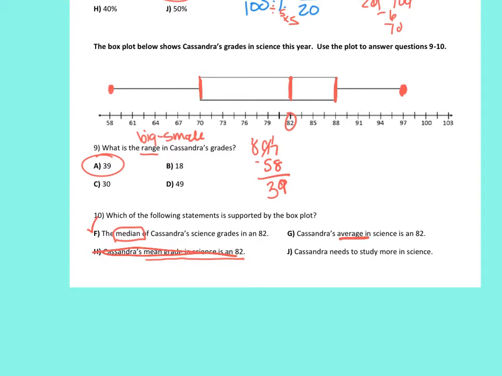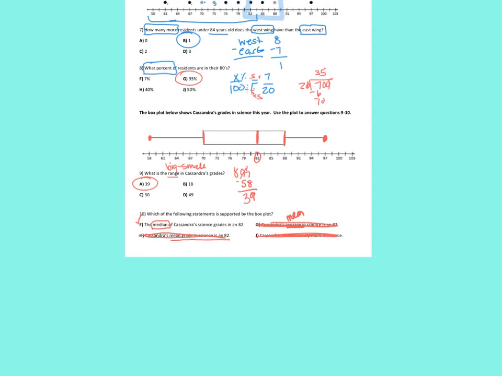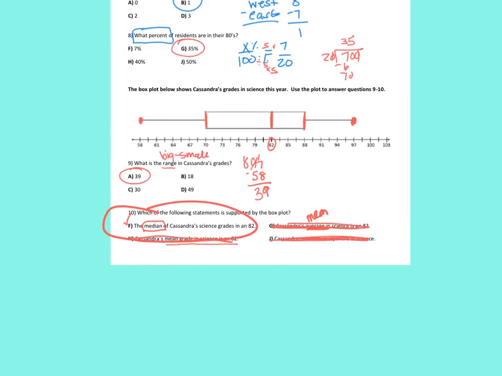Cassandra's average. Average is the same thing as mean. Hold on. Mean and average are the same thing. So if you can't find her mean from a box plot, you can't find the average because it's the same. And then, Cassandra needs to study more in science. No, she's fine. We can't prove that from the box plot. Plus, she got a 97 on something, so she did pretty good.